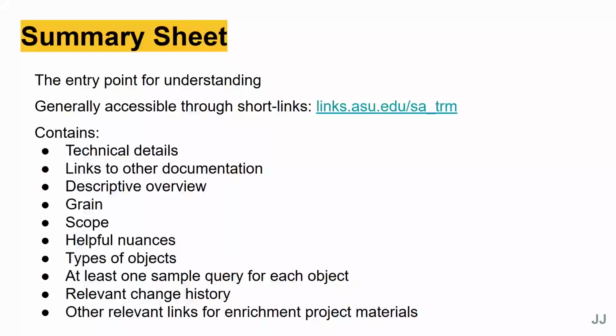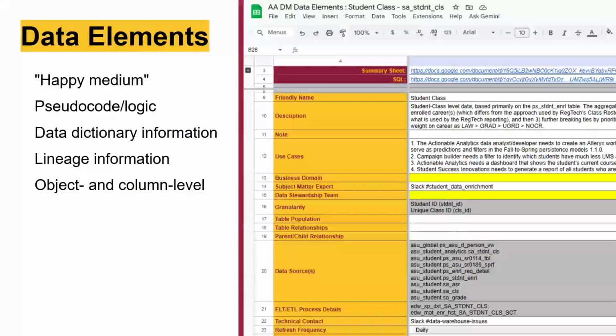And then we're going to have a change history for the object. So if columns were added or renamed or logic was changed, there's going to be a historical record of that. And then if there's any other links you need to know about for the project, it's going to give you an opportunity to get to our feedback form, our request form, the list of all the other objects, our portal page, all that good stuff.